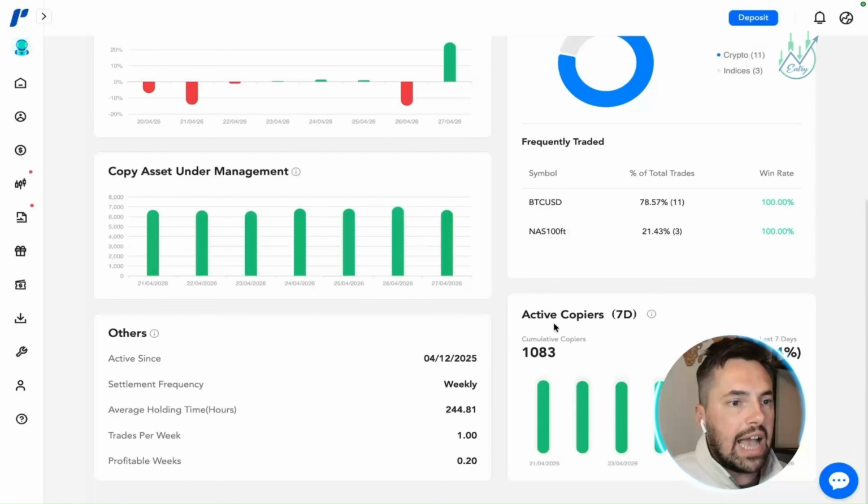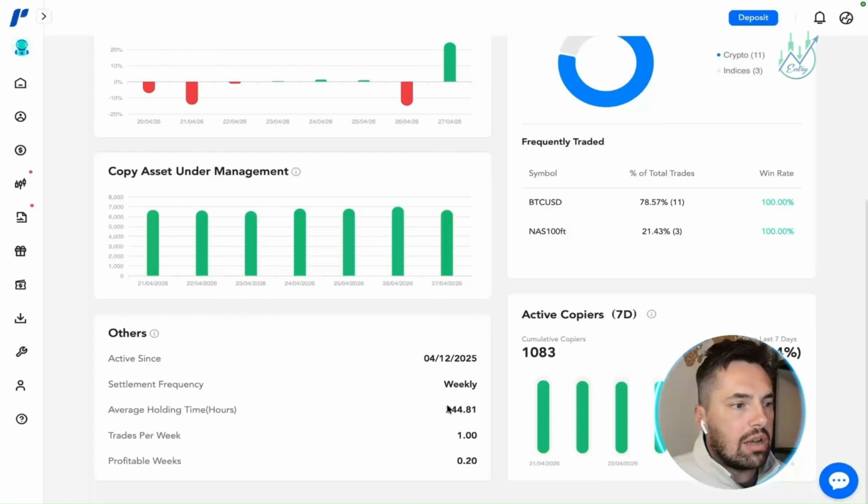So you can see the active copiers in the last 7 days. He's got over 1,000 active copiers, and he's only lost 1 in the last 7 days. You can see active since the 4th of December 2025. He settles weekly.